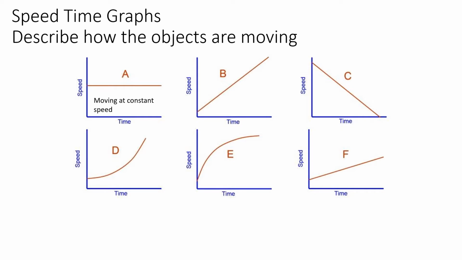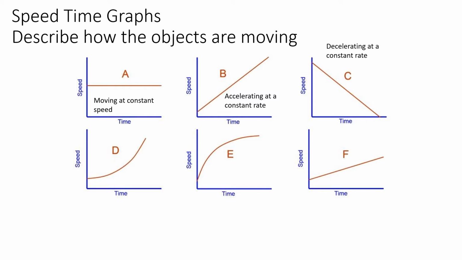What about B? Its speed or velocity is increasing very regularly every second. This means it's accelerating, but it's accelerating at a very even pace. So it's accelerating at a constant rate. Make sure you use the word rate rather than speed here, otherwise it will cause some confusion. What do you think C is doing? C is decelerating at a constant rate.